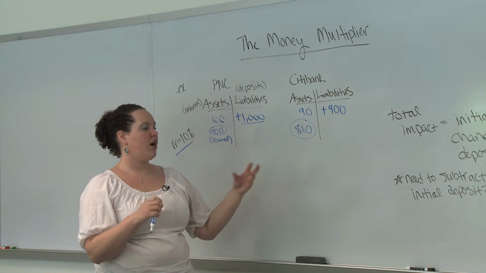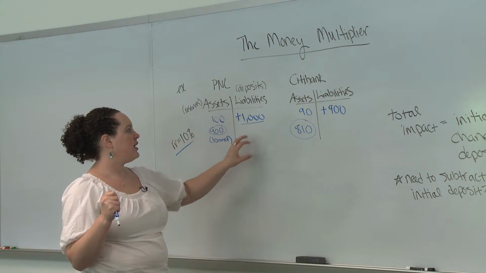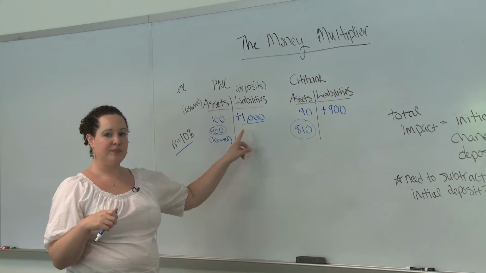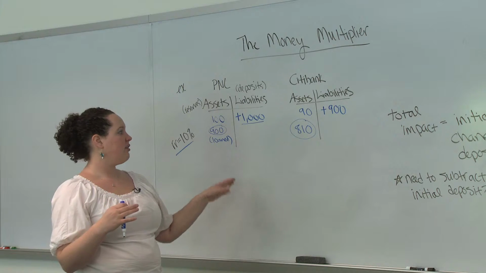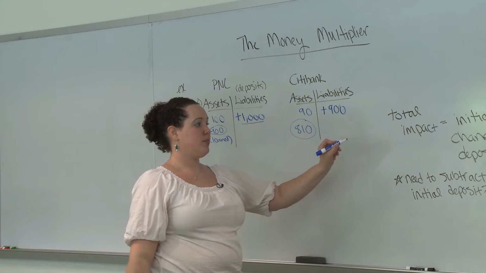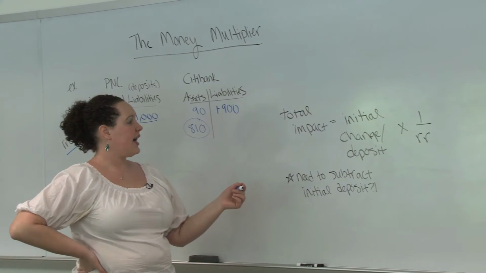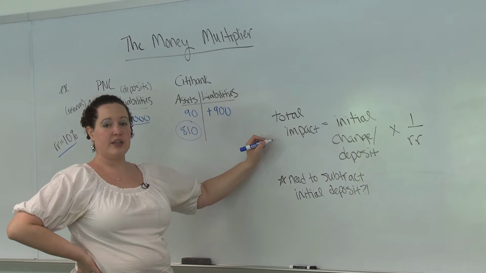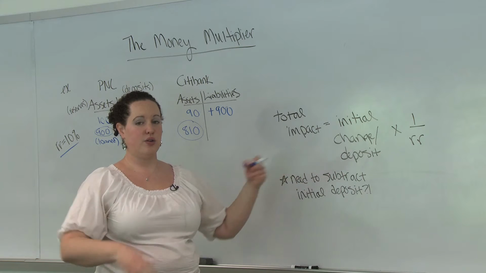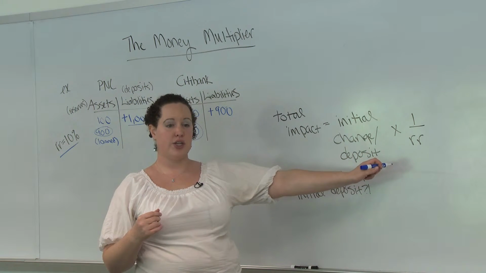So a common question that's asked on exams or on quizzes is what's the total overall impact of this $1,000? And a quicker way to figure this out, instead of going bank to bank to bank and adding up the loans, is to use this multiplier formula. Basically, this multiplier formula says that the total impact of the initial deposit equals the value of the initial deposit, or whatever change is made, times 1 over the reserve ratio.